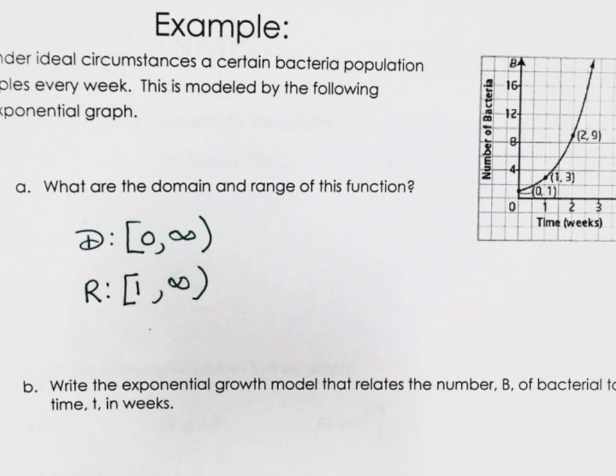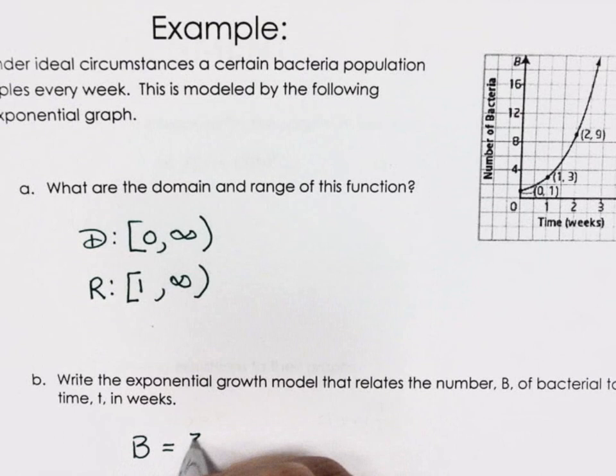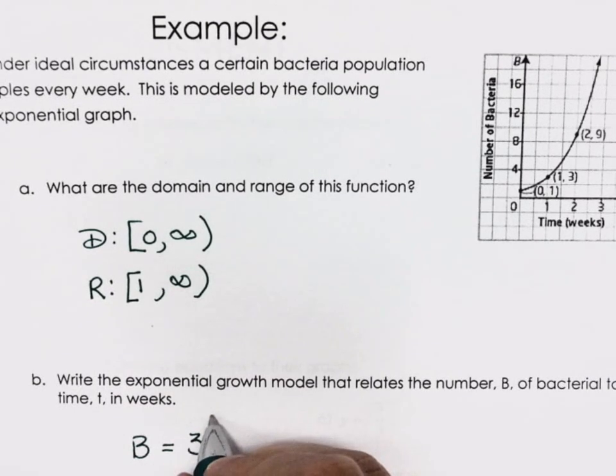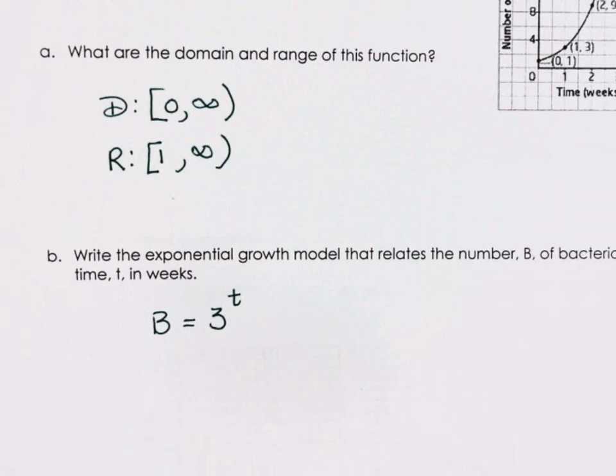Write the exponential growth model that relates the number B of bacteria to the time in weeks. What's my base for this one? We talked about it already. Triples. Base 3. So the number of bacteria is equal to 3 to the exponent t. I don't need to put the 3 in brackets. If you do, that's perfectly acceptable. There's nothing wrong with that.